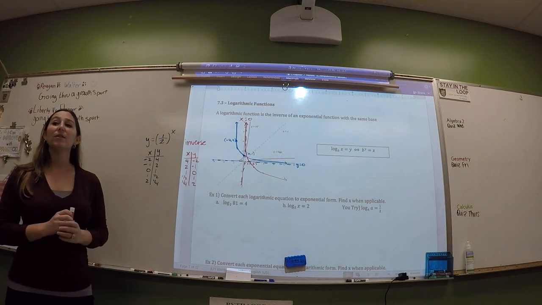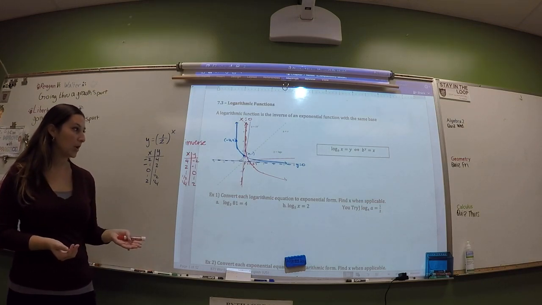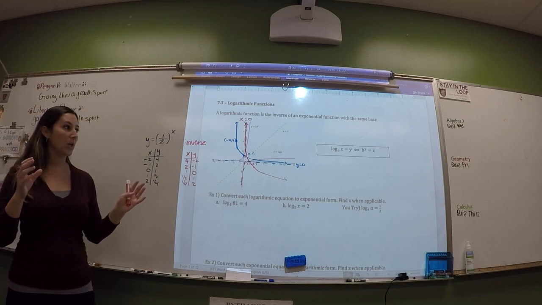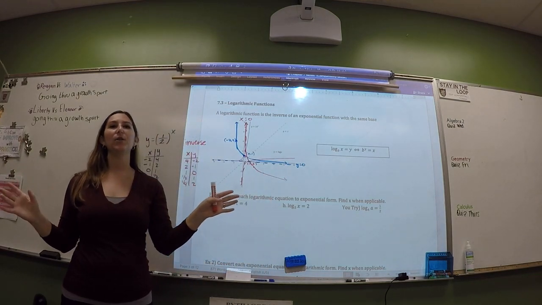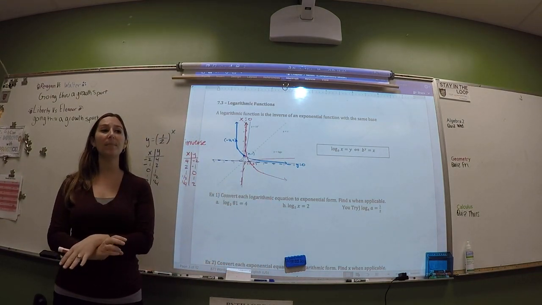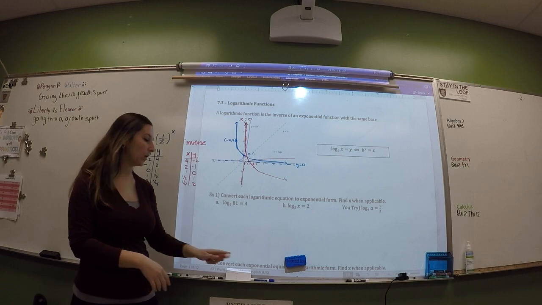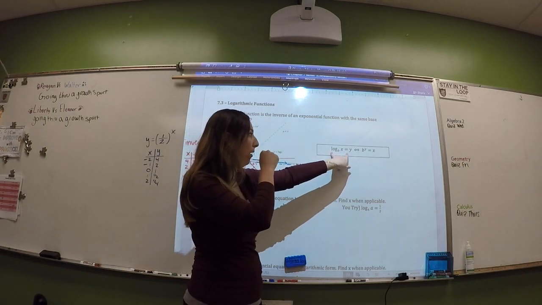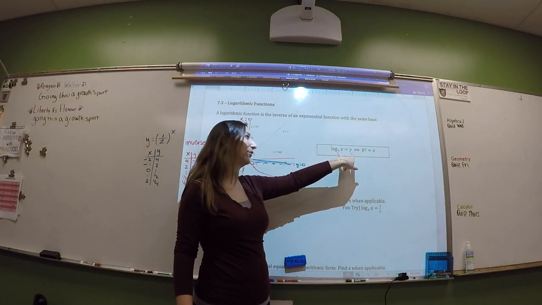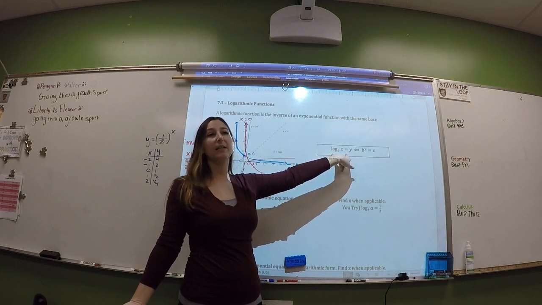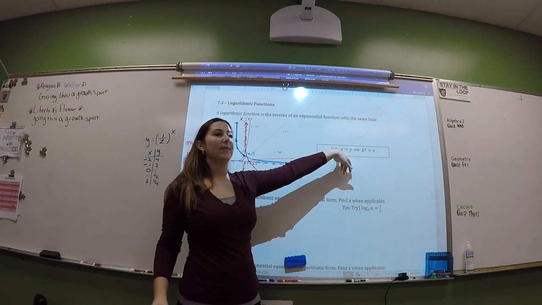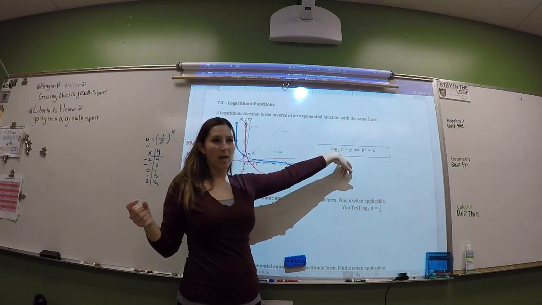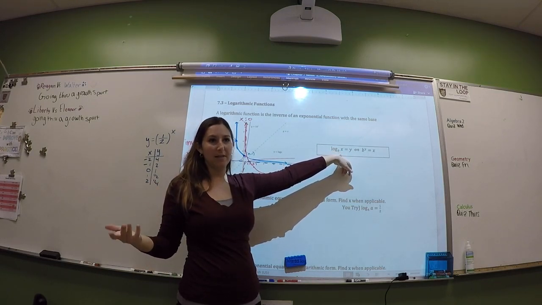To graph them, you can basically just flip everything. You can rewrite it into exponential form, and then it's super easy to graph. So this is the definition of a logarithm, technically in symbols or in writing. Every logarithm is going to have a certain base, okay? Just like every exponential function has a base.